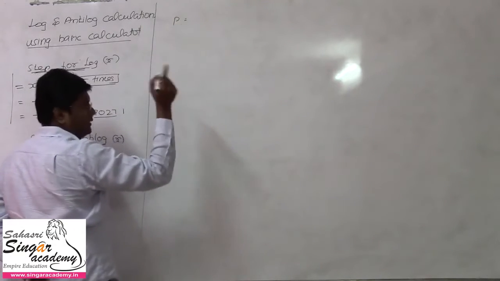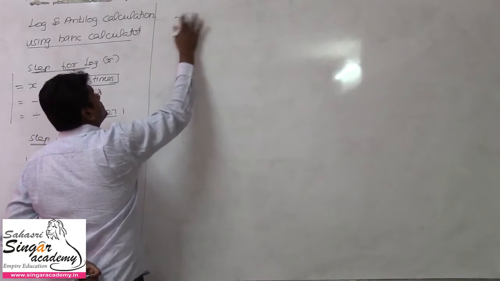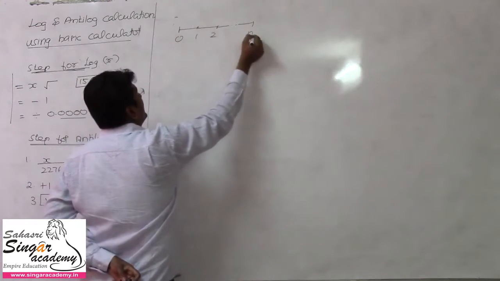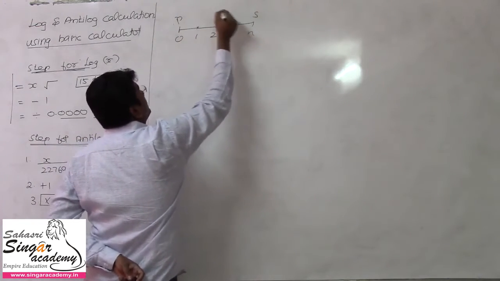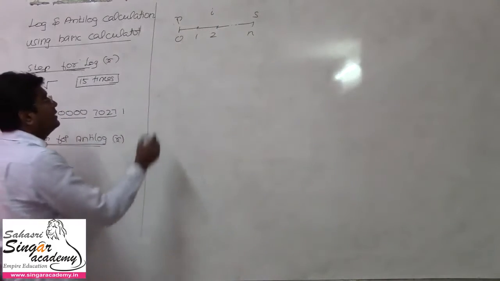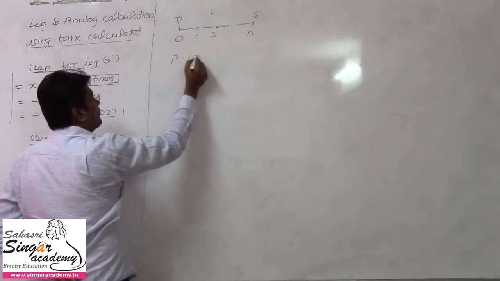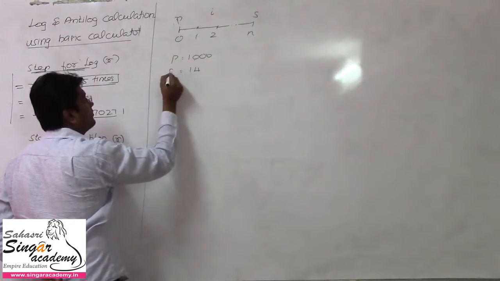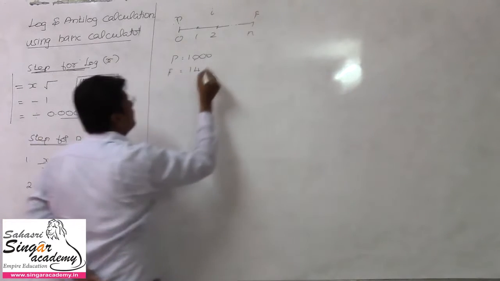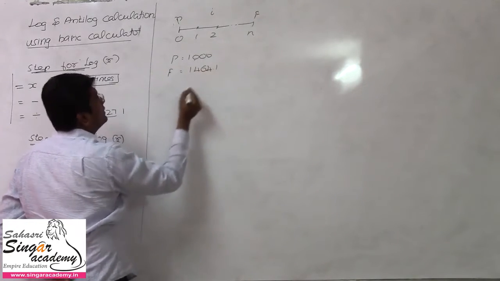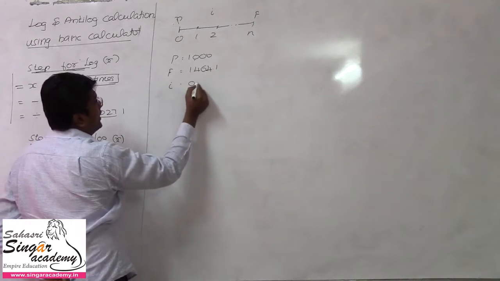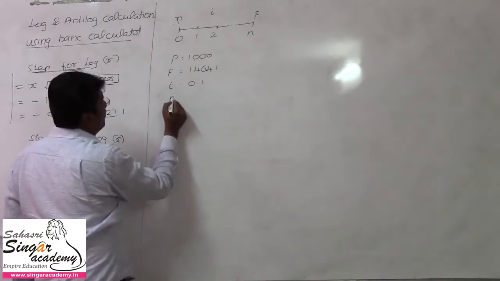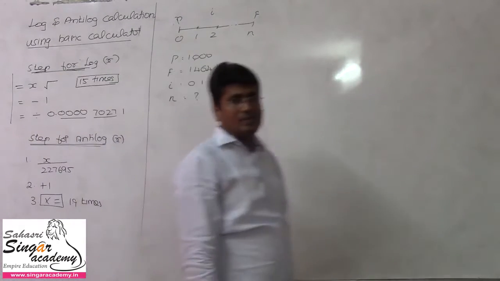Principal amount invested in the interest calculations. In interest calculation, there are 0, 1, 2, up to n number of periods. Here we have given principal, sum value and rate of interest. P, the amount invested, is rupees 1000, and the sum, or let us take it as the future value, is 1464.1, and the rate of interest is 0.1. Now we have to calculate what is n.